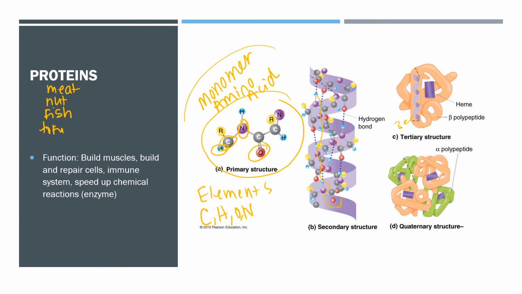So here's your monomer is an amino acid, and your polymer is going to be your amino acid chain, or we can also call it a polypeptide, because proteins are held together by peptide bonds. So there's that word again. Poly means many. So many peptide bonds together gives us a protein. Monomer amino acid, polymer amino acid chain, or polypeptide, made up of elements CHON.